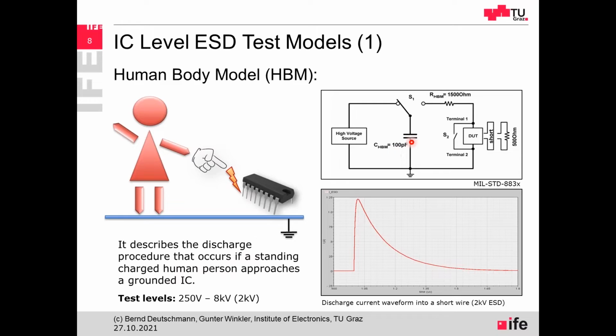So the typical equivalent circuitry for the HBM model is just a capacitor, the CHBM, with about 100 picofarads. So this is the capacitance of a standardized human person. And this capacitance is charged up, as you can see here in this equivalent circuitry, by a high voltage source to a certain level. So in the old days, they used levels up to 8 kilovolts. Currently, we just have levels, 2 kilovolt is still quite high.